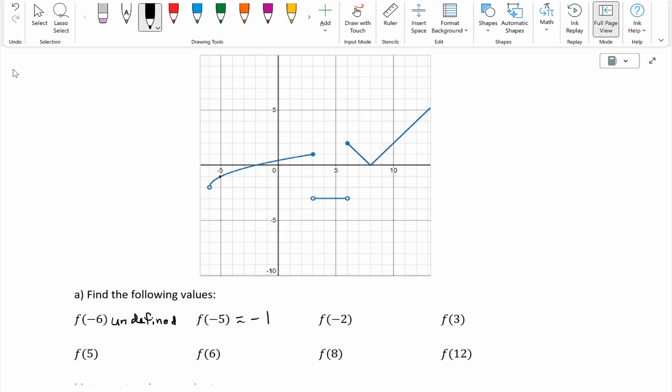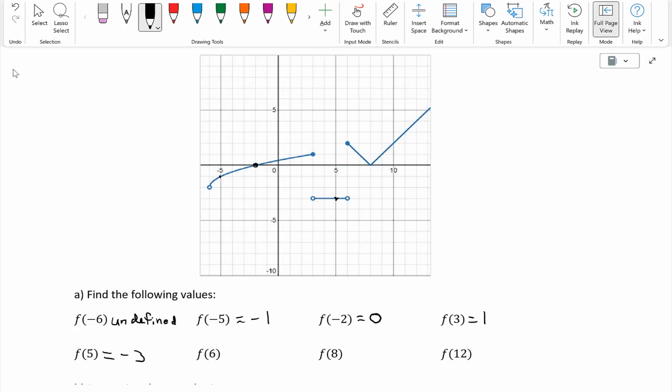For f of negative 2, we've got one of our x-intercepts there on the x-axis, so a y value or function value of 0. For f of 3, we've got two options, right? One up here, one down here, but that open circle means we pick up right after 3, so we don't actually touch it. The closed circle means we do have a defined point at 3, 1, so 1 is our function value there. For f of 5, we are down on that constant piece at negative 3.